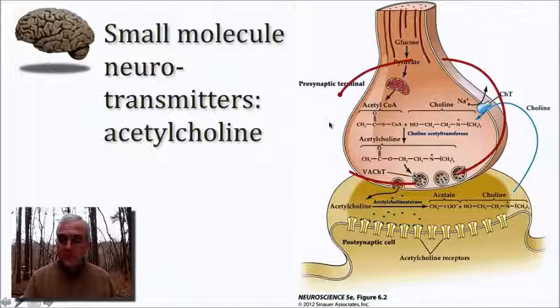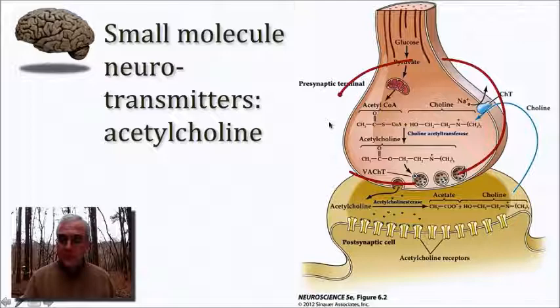In this case, acetylcholine is synthesized by an enzyme called choline acetyltransferase from acetyl-CoA, one of the products of oxidative metabolism, and choline, a dietary compound that's important for various aspects of nutrition and brain health. Well, acetylcholine is synthesized in the presynaptic terminal, packaged into synaptic vesicles, and then released in a calcium-dependent fashion.